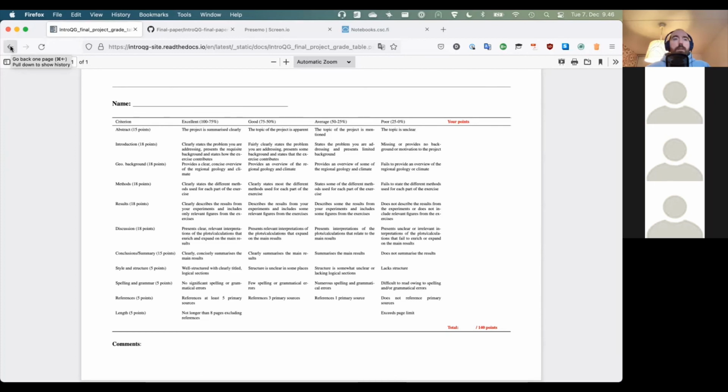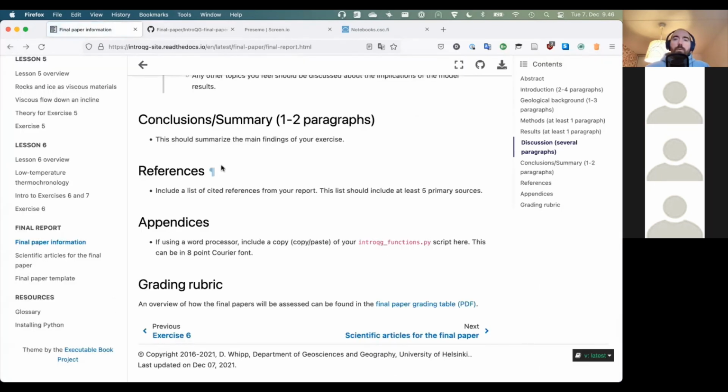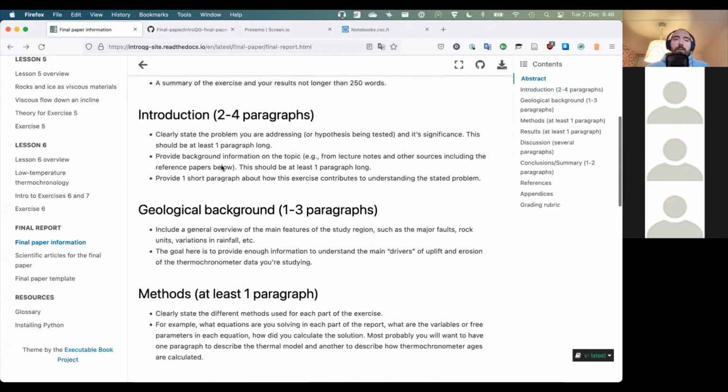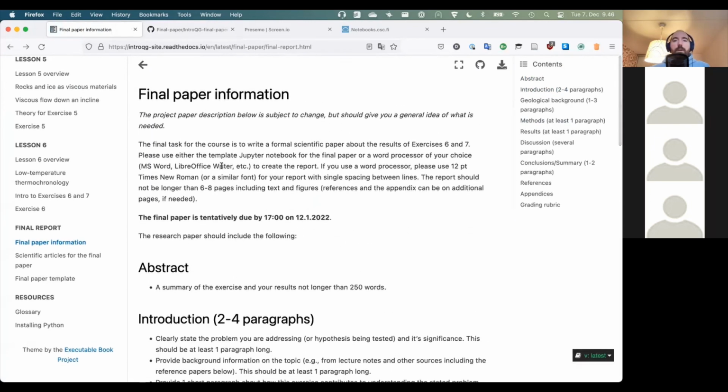At this point, I'll again ask, are there any questions? We can, of course, talk more about the final paper next week as well, but do you have any questions at this stage? Seems like maybe not.